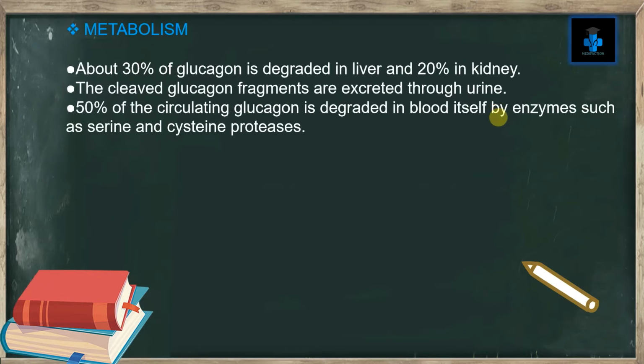Metabolism. About 30% of glucagon is degraded in liver and 20% in kidney. The cleaved glucagon fragments are excreted through urine. 50% of the circulating glucagon is degraded in blood itself by enzymes such as serine and cysteine proteases.